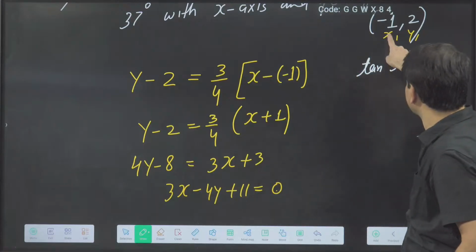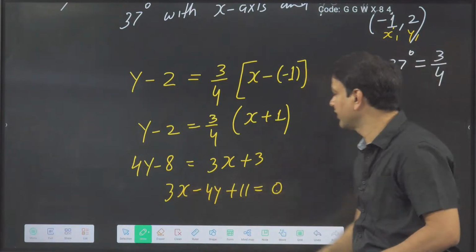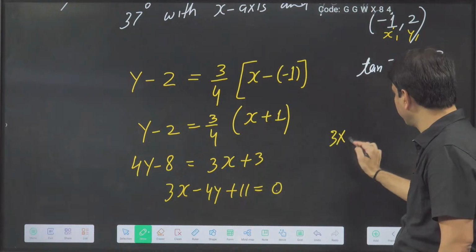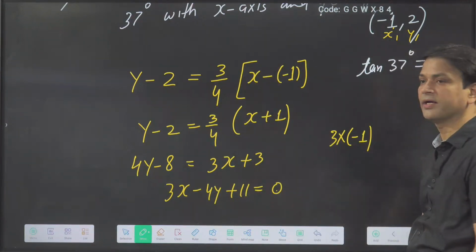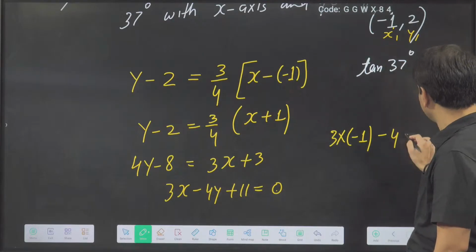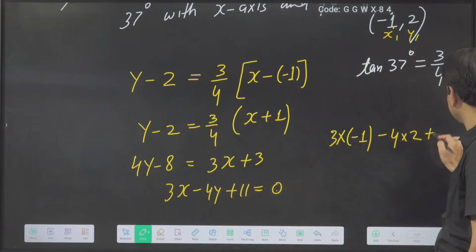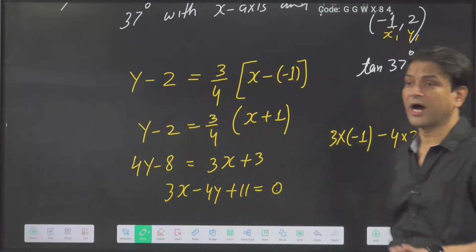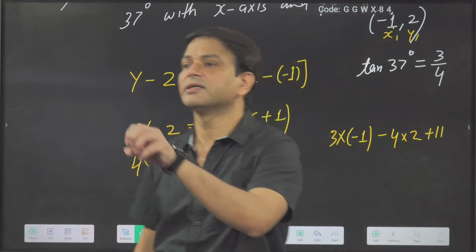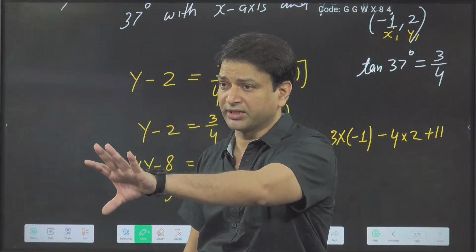Now put this x1, y1. The x1 value is minus 1. Put the x value here, so 3 into minus 1, minus 4y, so minus 4 into 2, the y, plus 11. What do you have to get after putting the point? You have to get 0. So you can verify. If you are not getting 0, it means your equation is incorrect.